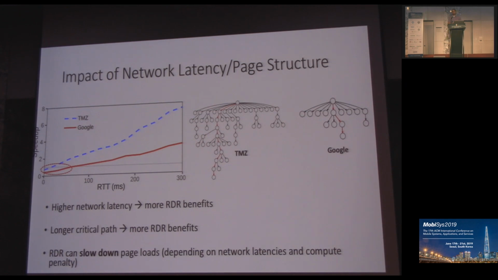And finally, these results show that there are cases in this experiment where RDR does slow down page loads despite the optimal proxy location in this experiment. The reason for this is that RDR does impose a computation penalty since the proxy has to also load a page. And so in this experiment, the benefits essentially hinge on the network latency savings having to outweigh that compute penalty.